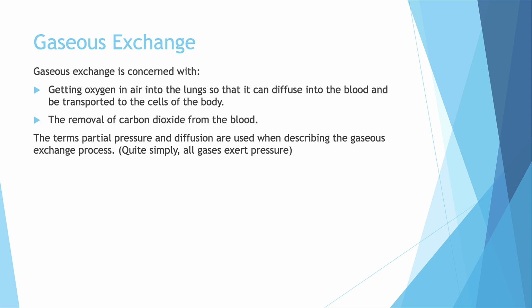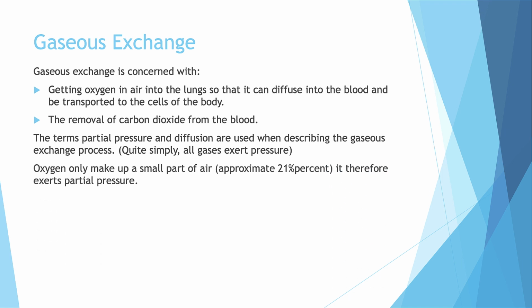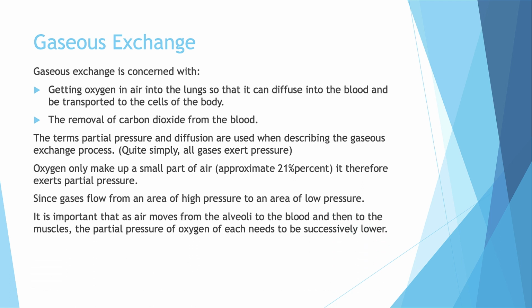The terms partial pressure and diffusion are used when describing the gaseous exchange process. Quite simply, all gases exert pressure. Oxygen only makes up a small part of the air, approximately 21%. It therefore exerts partial pressure. Since gases flow from an area of high pressure to an area of low pressure, it is important that as the air moves from the alveoli to the blood, then to the muscles, the partial pressure of oxygen of each needs to be successively lower.